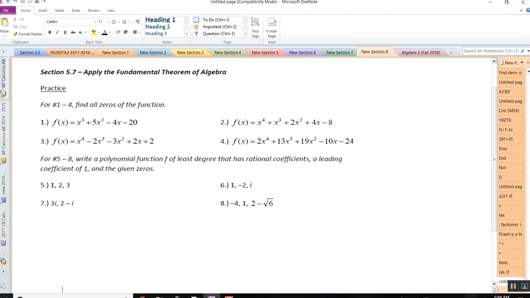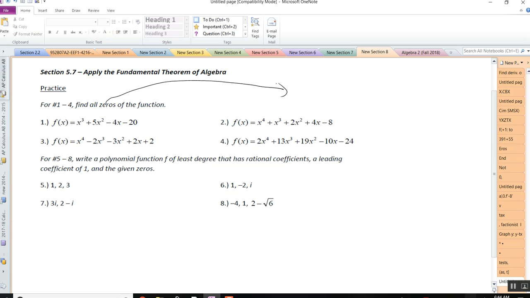I understand that some of you had a hard time doing these problems, and I definitely take blame for the first four because I don't think I gave you clear enough instructions as to what to do, so definitely my fault there. So I have to find all zeros.